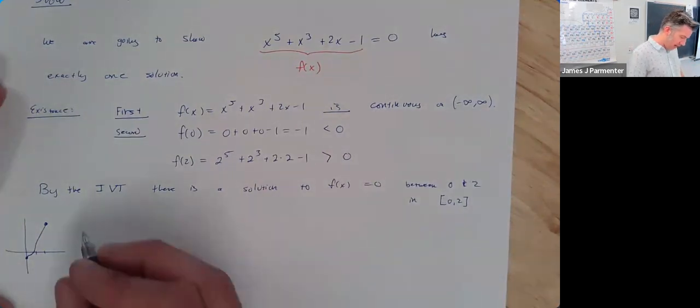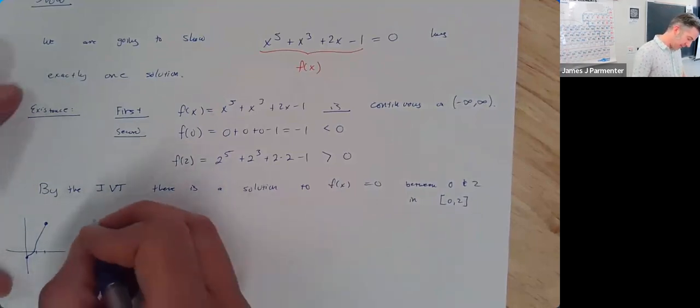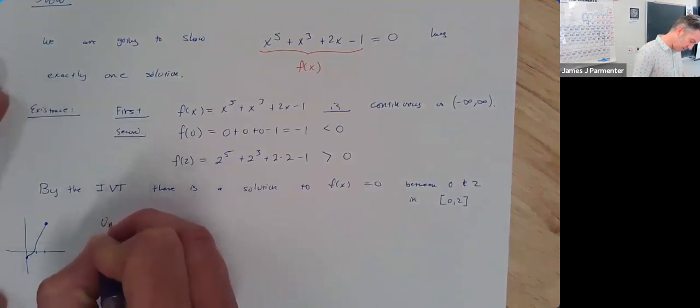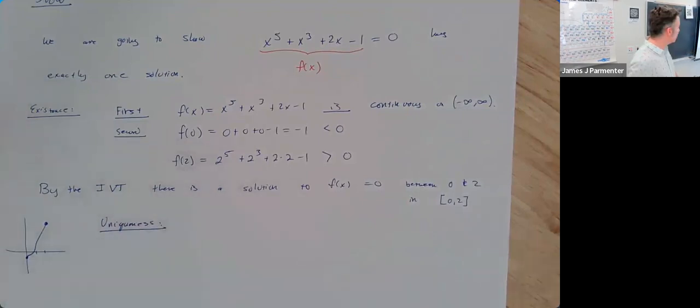All right, so that's the existence part. There is a solution. Great. There could be two. And there are other ways to do this, but there's a fancier way of doing it, and we don't need to be fancy.